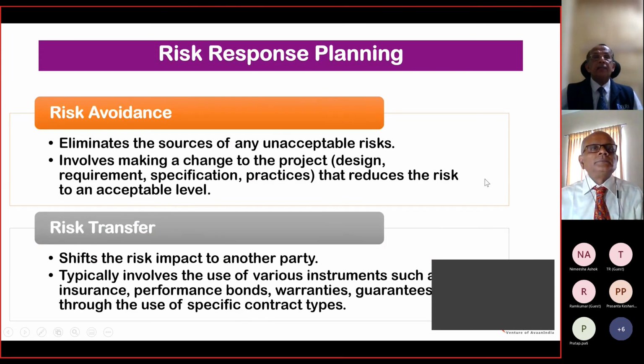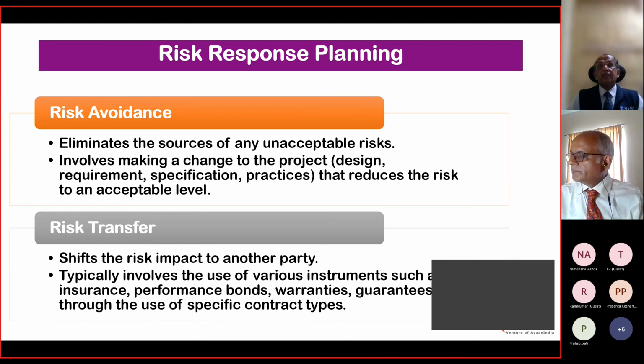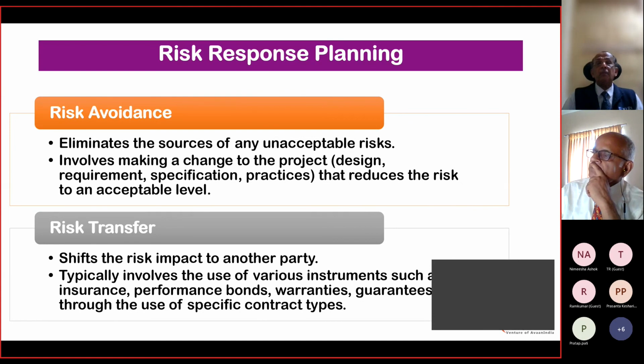This is risk avoidance, part of the risk response planning. How do we avoid the risk? Eliminate the source of any unacceptable risk. Even if you look at your own household, let's forget about the contract for a while. Don't you feel that your mother, or your wife, if you're married, has also learned risk avoidance in her own ways? Right, Shyam?